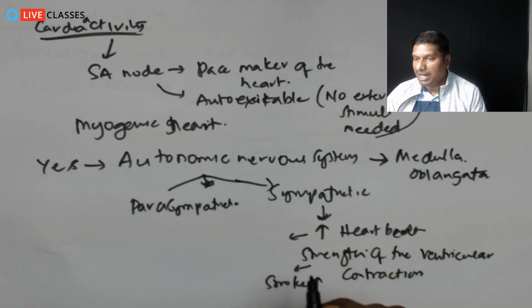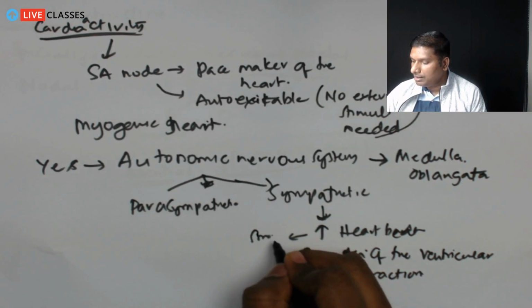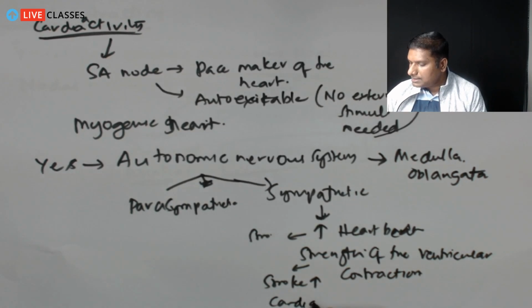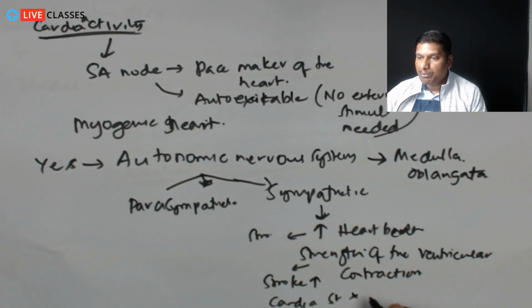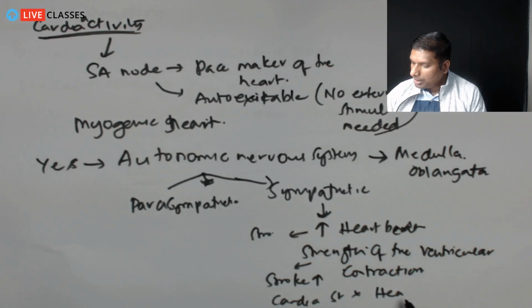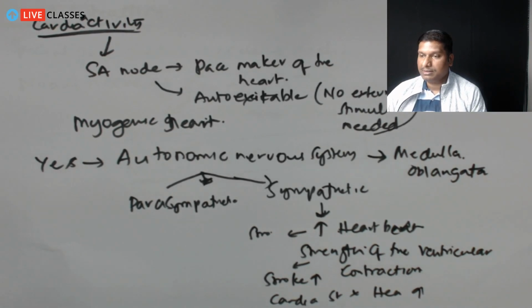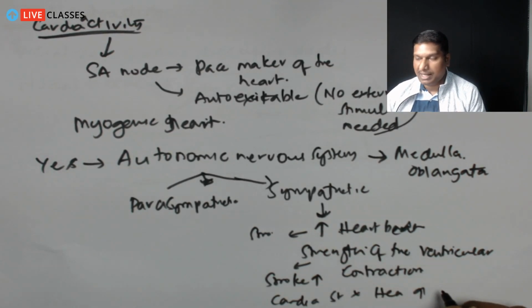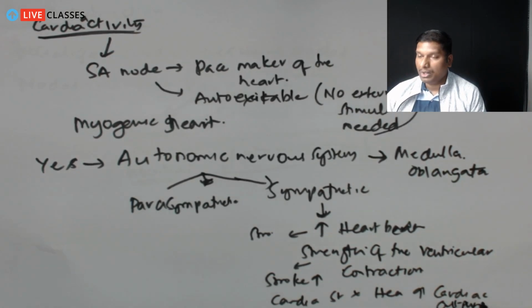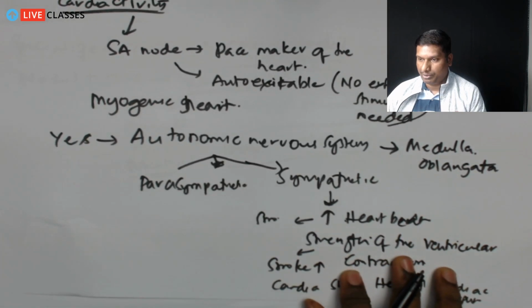If the heartbeat is increasing, obviously, because your cardiac output is stroke volume multiplied by heartbeat. So if this increases or this increases, then your cardiac output is going to increase. So both the factors will actually increase the cardiac output.